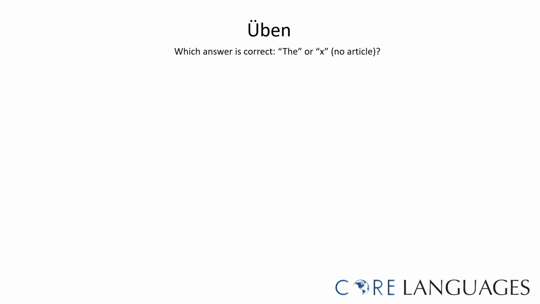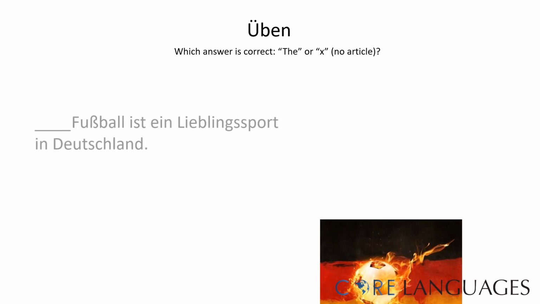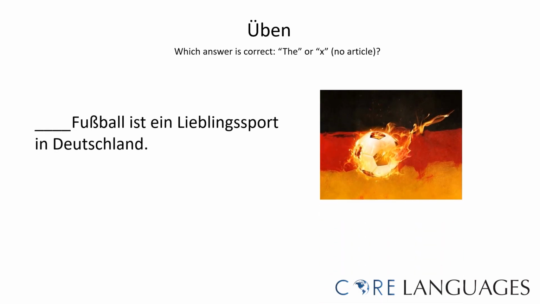And how about this Beispiel? Fußball ist ein Lieblingssport in Deutschland. Does this sentence need an article? Or would we say, der Fußball ist ein Lieblingssport in Deutschland? This sentence does not use an article. Fußball ist ein Lieblingssport. Soccer, or football, is a favorite sport in Germany.